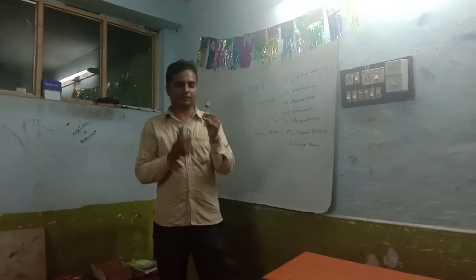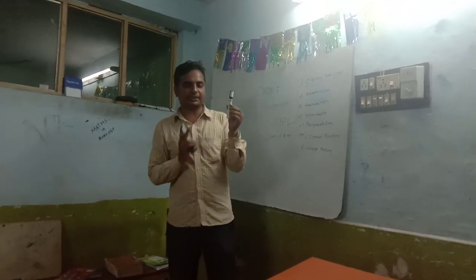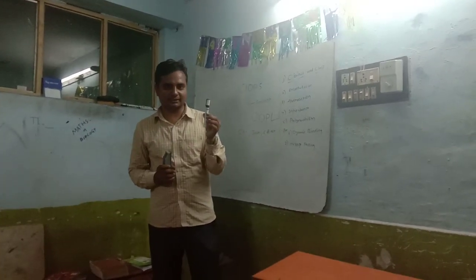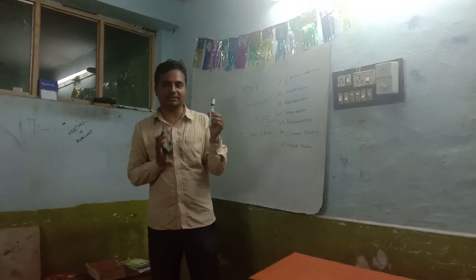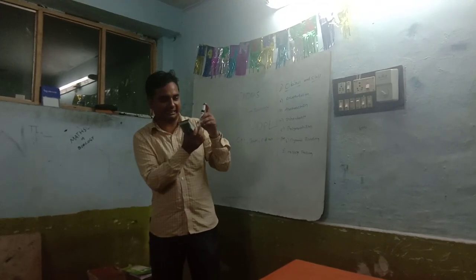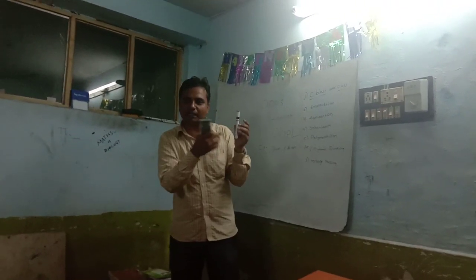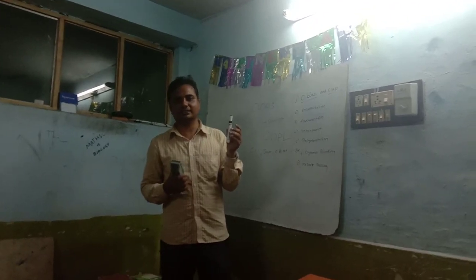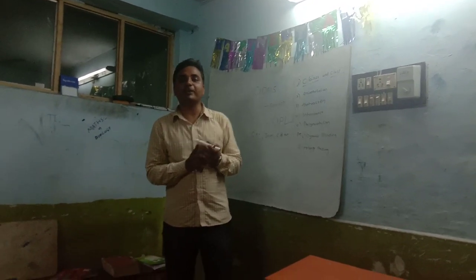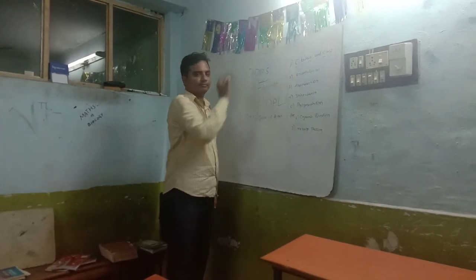Another example, marker. It is an object. This object contains properties and this object performs actions. What are the properties? This marker's height, width, color, everything comes under properties. And this marker performs actions. What are those? Writing on the board.